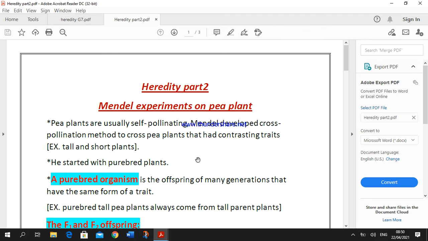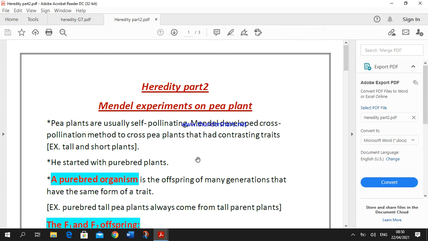This process is called pollination, okay? Pea plants are usually self-pollinating. Okay, in self-pollination, pollen from a flower lands on the pistil of the same flower. Mendel developed a method by which he cross-pollinated, or crossed, pea plants. Okay, this shows his method.